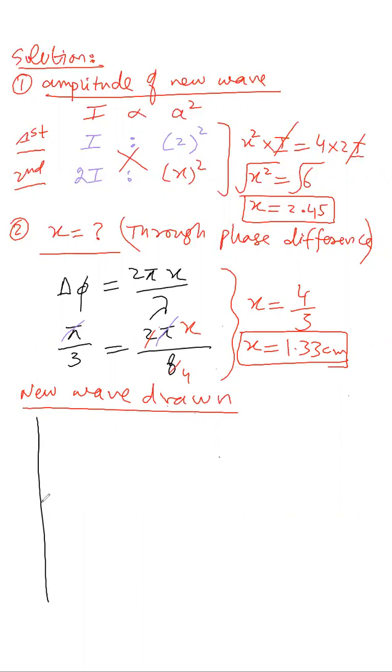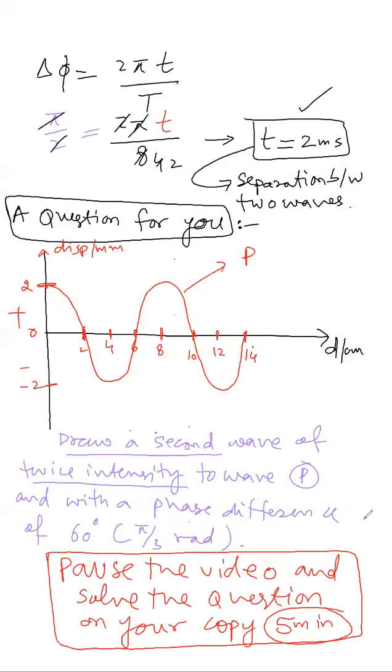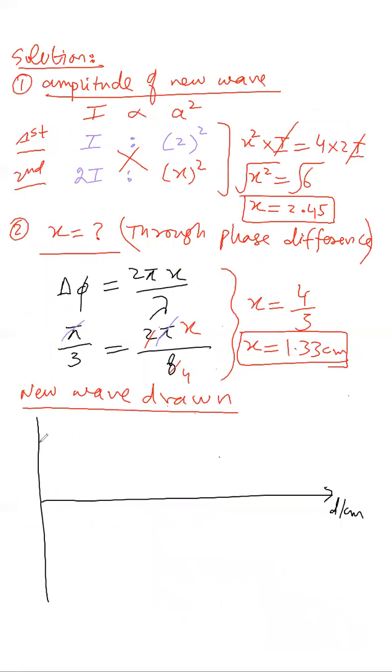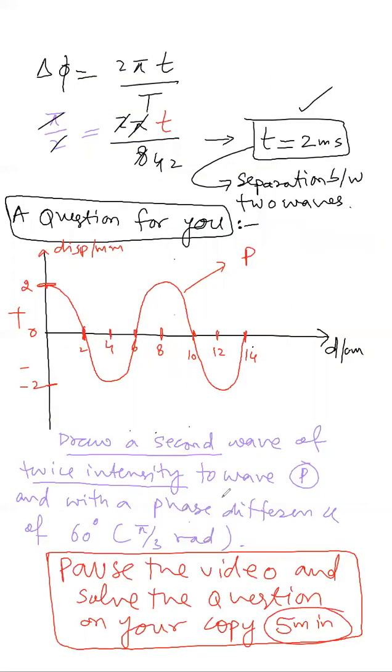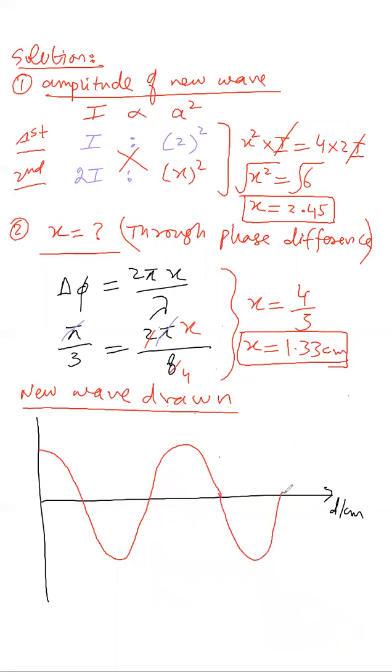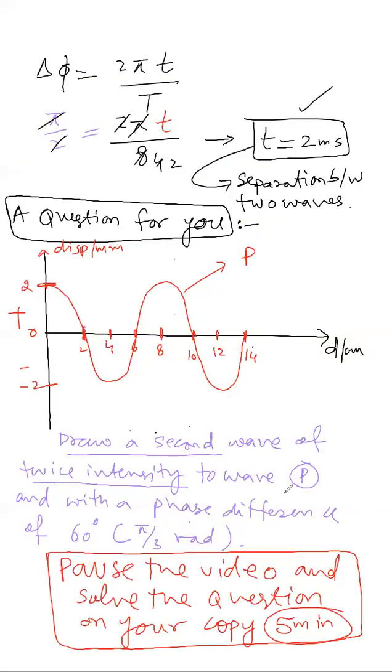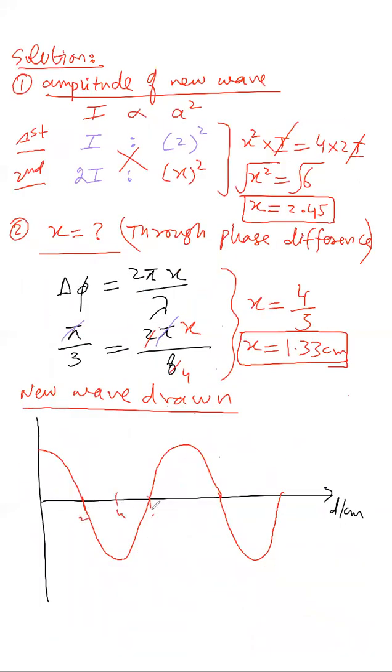I'm not taking you back to the previous page. What I'm doing is I'm going to redraw the wave over here. One more, like this, and it was 14. Okay, so 2, 4, 6, 8, 10, 12, and 14. Again, amplitude was +2, -2, and along here is displacement in millimeter. So the displacement is 2.45.